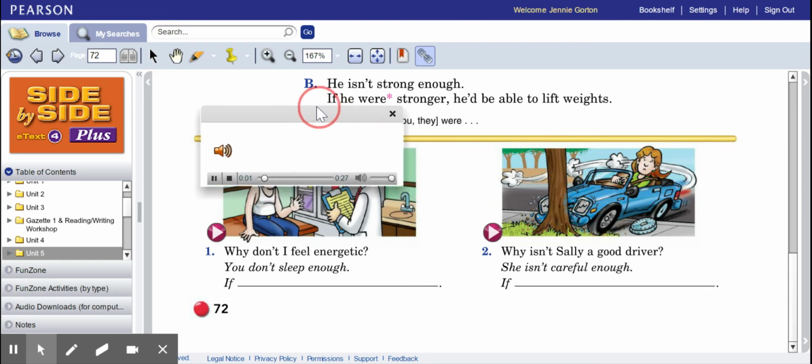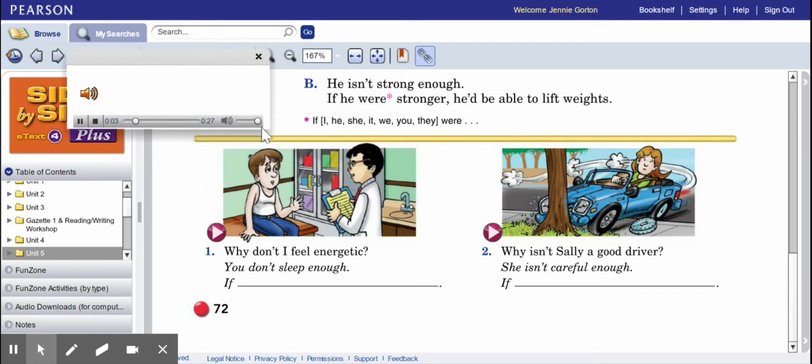Do exercise 2 based on the second model. You will hear the correct line after you speak. We'll begin. Why isn't Sally a good driver? She isn't careful enough. If she were more careful, she'd be a good driver.